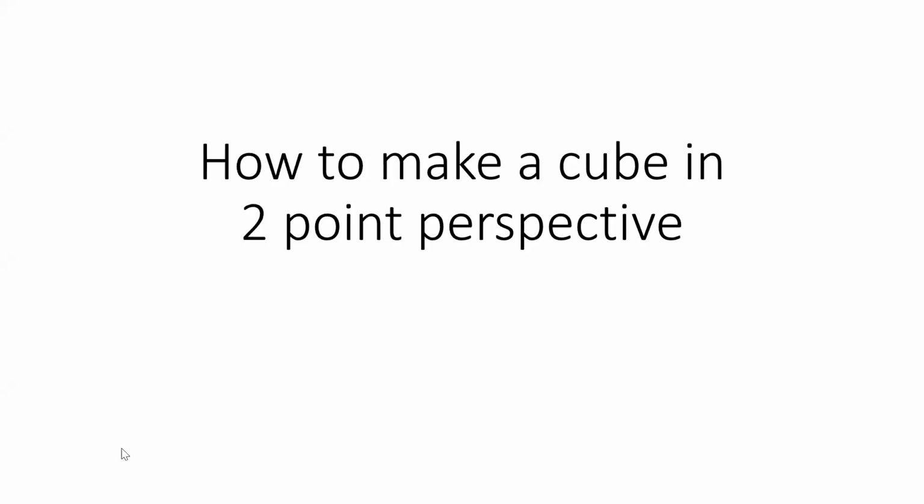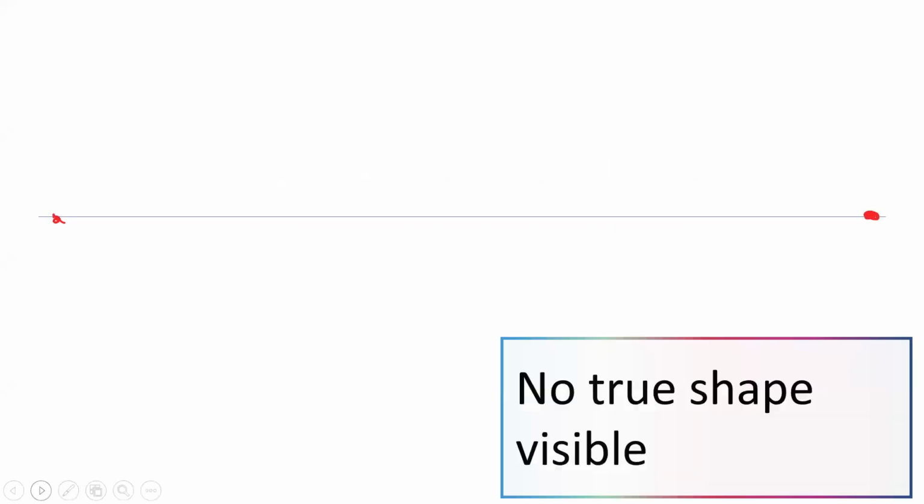Let's move on. The first thing to understand before understanding any perspective, or if you've not watched any of my perspective videos, is simple. There's a horizon line which is your eye level. There are two vanishing points at the two ends of this line, as this is a two-point perspective. One thing that differentiates one-point perspective from two-point perspective is that in one-point perspective, there's always a true shape visible, that is, the 2D form of the 3D form is always visible. But in two-point perspective, the true shape is not visible.